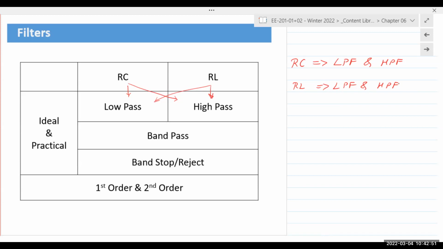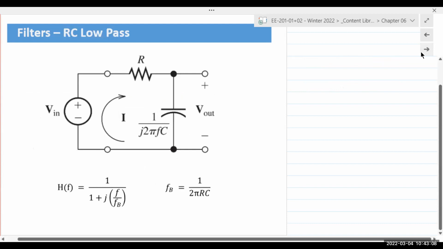Okay. So we're going to study 4 first order filters, and then a band pass and a band reject will have 2 energy storage elements. So it will be a second order filter. Okay, second order. So let's look at the first one of these, which is an RC low pass filter. RC low pass. Okay.